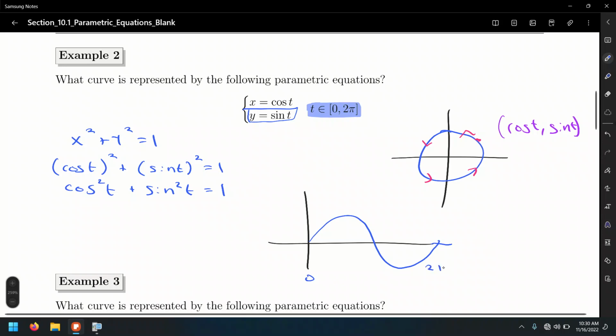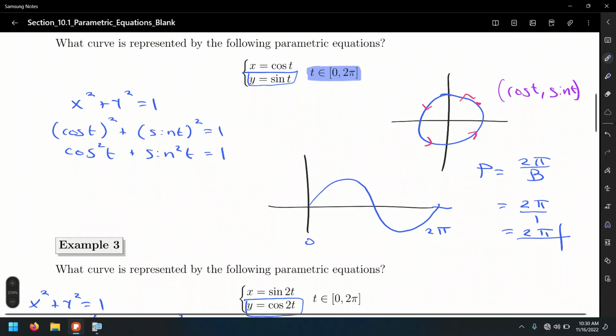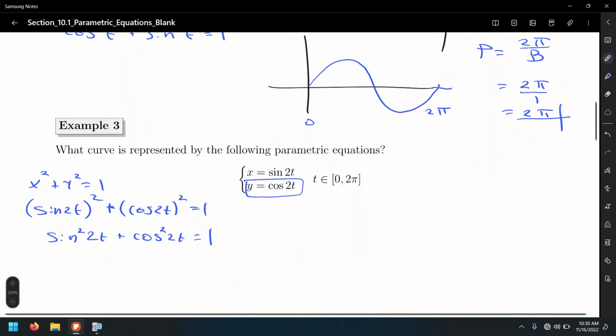That's 0 to 2 pi, and of course, if you want to calculate the period, just to make sure, the period is 2 pi divided by b, where b is the coefficient in front of the variable, which happens to be 1, so 2 pi over 1 is 2 pi. That's why the period for the function y equals sine t is 2 pi. It's going to be a little different when it comes to the next example.